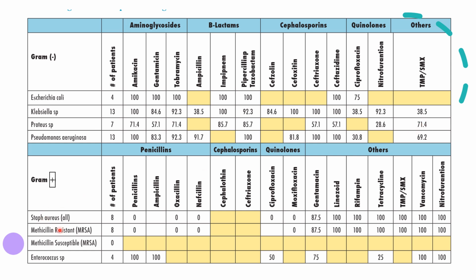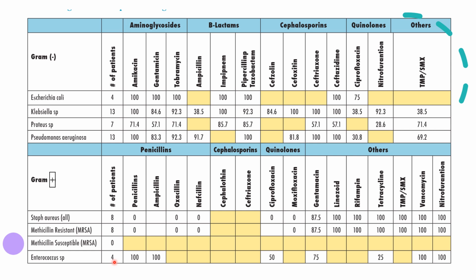Let us go to the gram-positives. For Staph aureus, they had 8 patients, and all 8 patients were methicillin resistant, and 0 patients were methicillin sensitive. So the methicillin-resistant ones were definitely resistant to penicillins and oxacillin because they had the mecA gene. But for gentamicin, there was 87%. And of course, for the types of antibiotics that are usually used in the case of MRSA, all of them were 100%. And if you have a urinary isolate, you will use nitrofurantoin for that one.